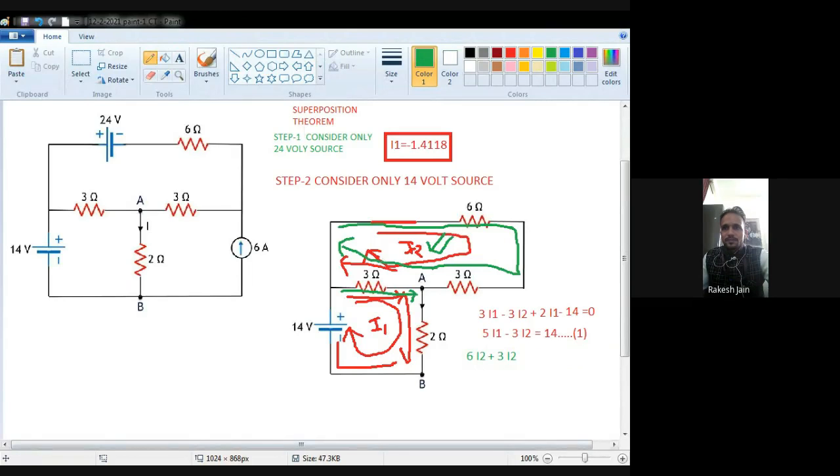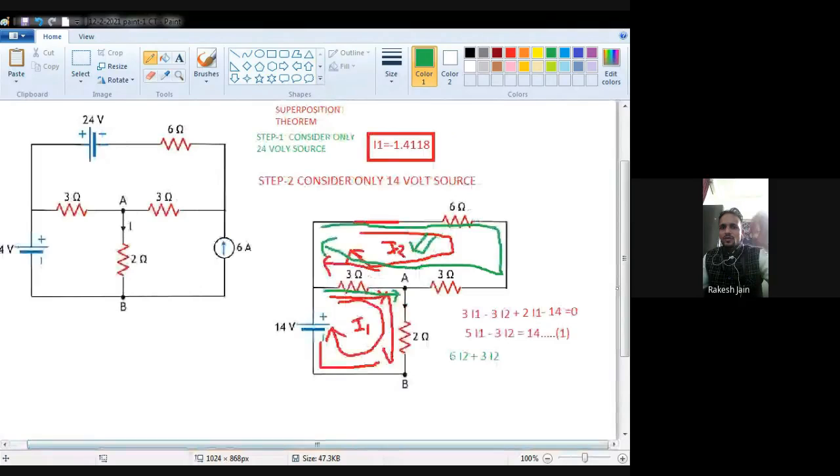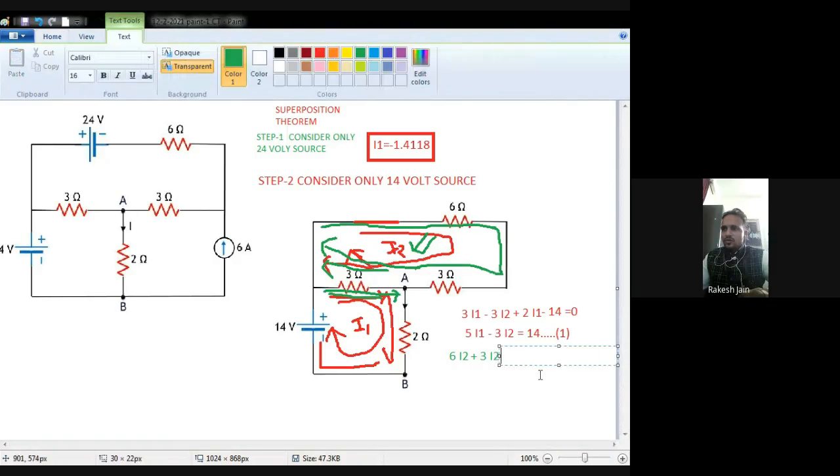Let's suppose there are 2 meshes, and again we do the mesh analysis. So this is the direction of current, and consider this as the direction of current. Let's suppose this mesh current is I2. Because we have to find the current through this 2 ohm resistance, and this I1 current passes through this 2 ohm, the step number two answer is also I1.